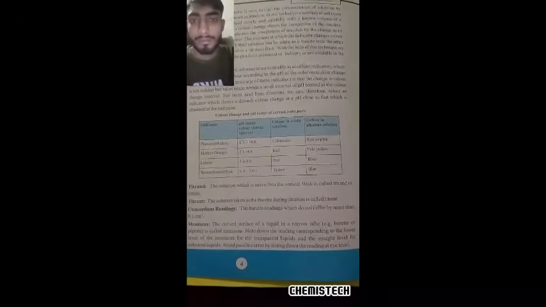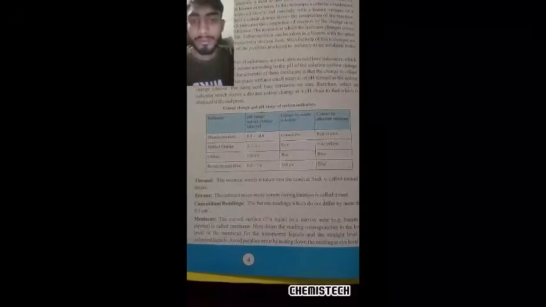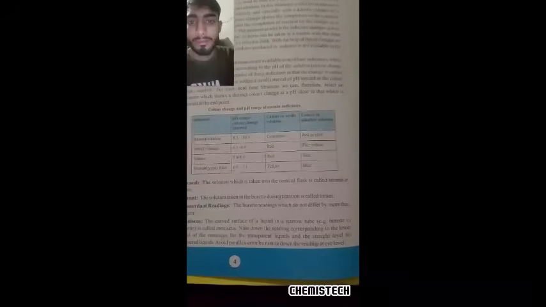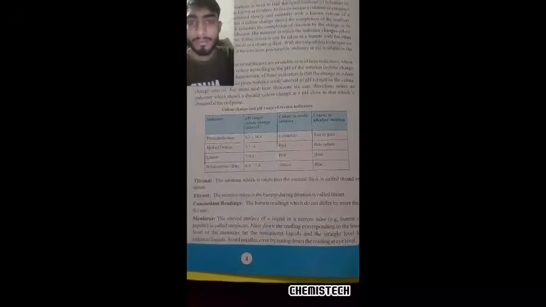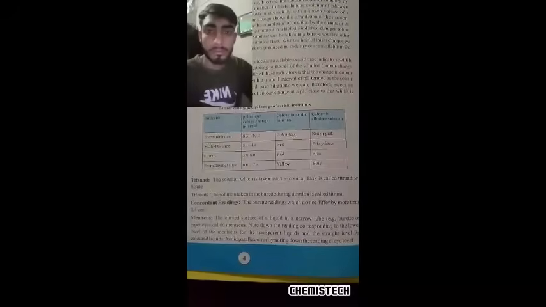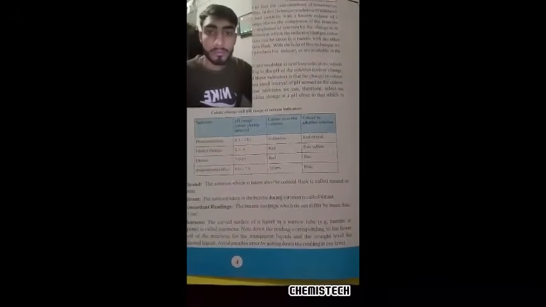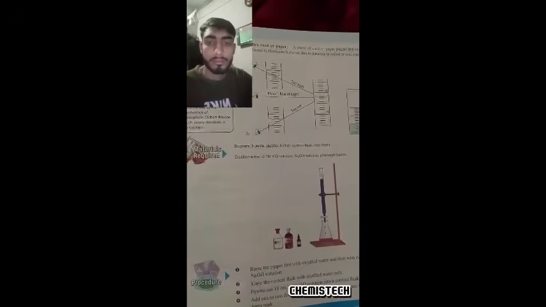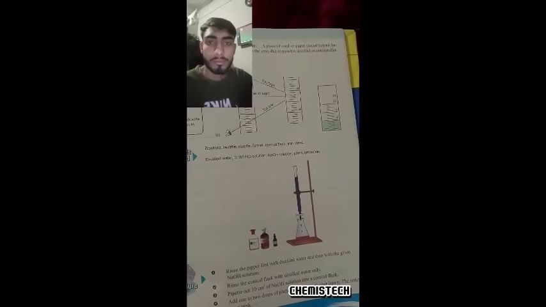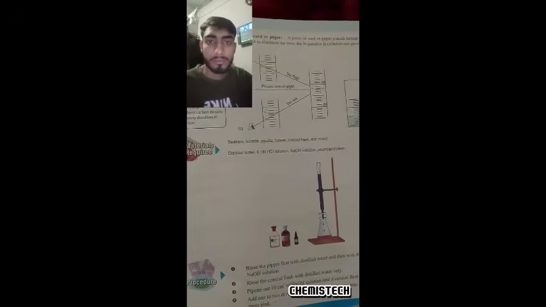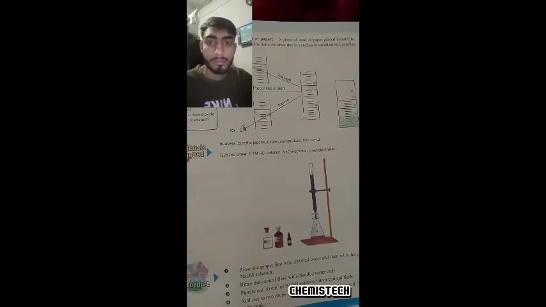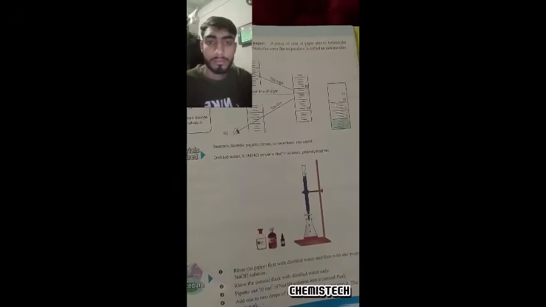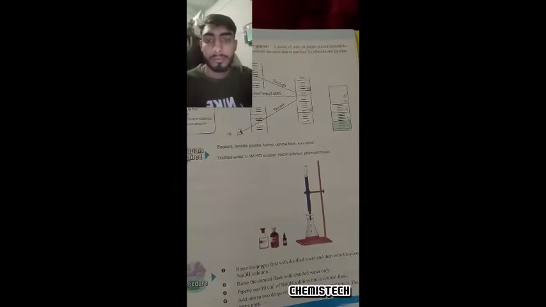Note down the reading corresponding to the lower level of the meniscus for transparent liquids and the upper level for colored liquids. Avoid parallax error by noting down the reading at eye level. Here are some diagrams about the anti-parallax card or paper. A piece of card or paper placed behind the burette and used to eliminate the error due to parallax is called an anti-parallax card or paper.